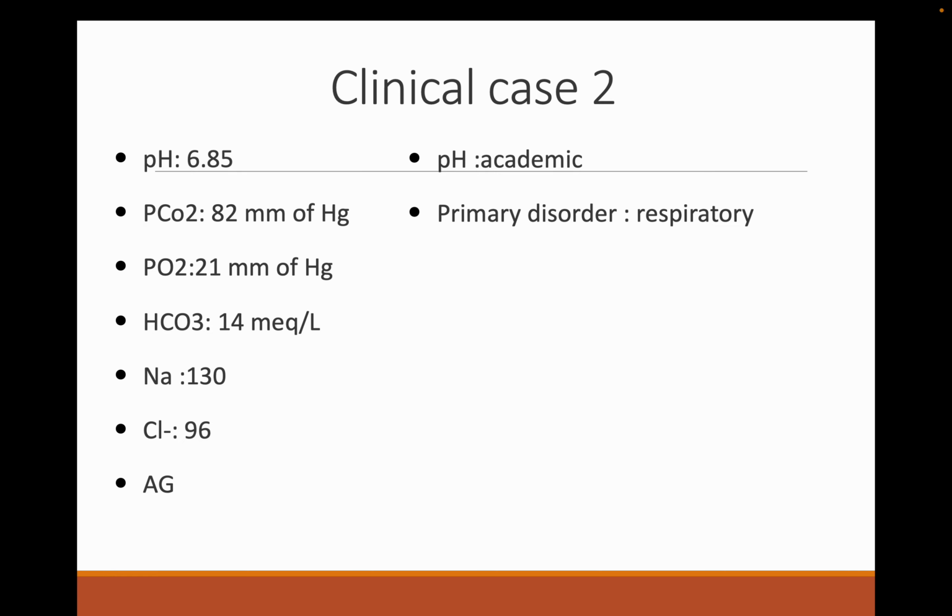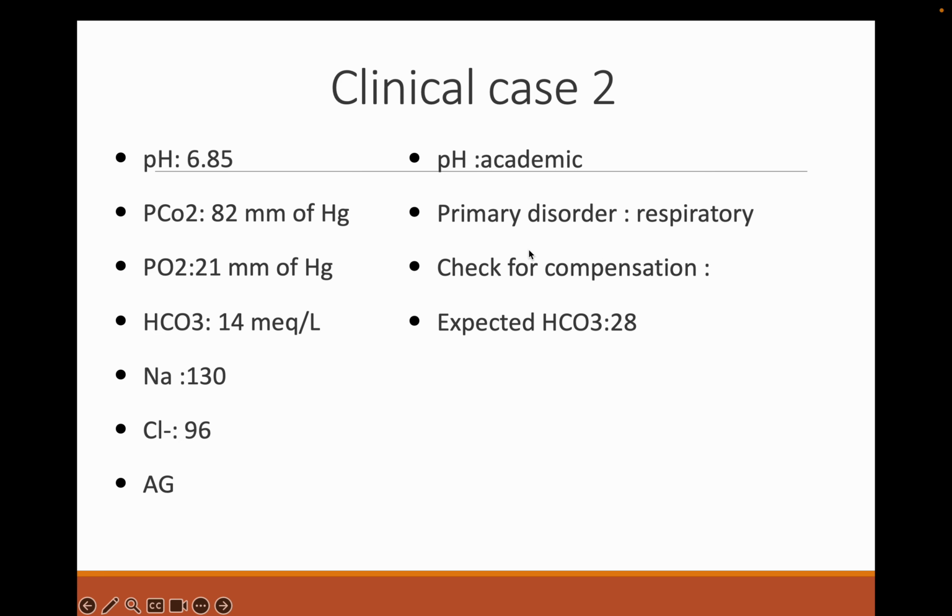So based on how much change there is: 40 is the baseline cutoff, and 82 is almost increased by 100%. Bicarbonate is 14 against 24, a change of 10; it is not increased by 100%, it is decreased by around 40 percent. So the significant change is seen in PCO2, so we take the primary as respiratory, because more change is seen in PCO2 when compared to bicarbonate. So this is one more reason.